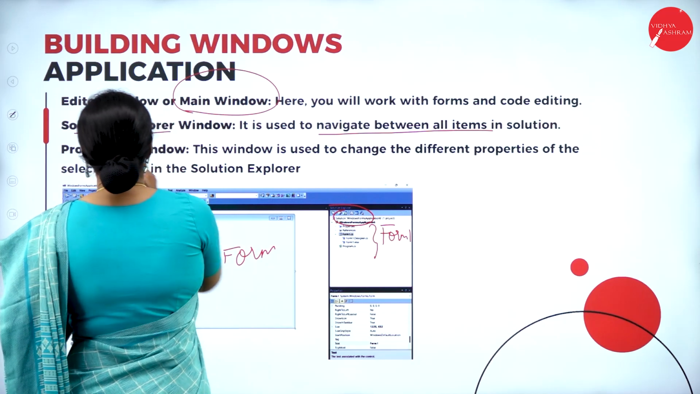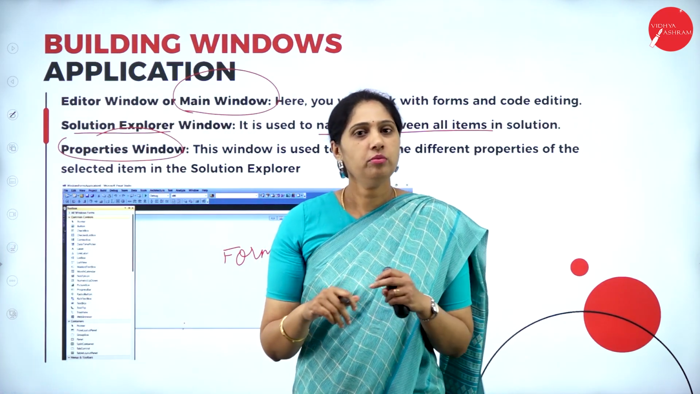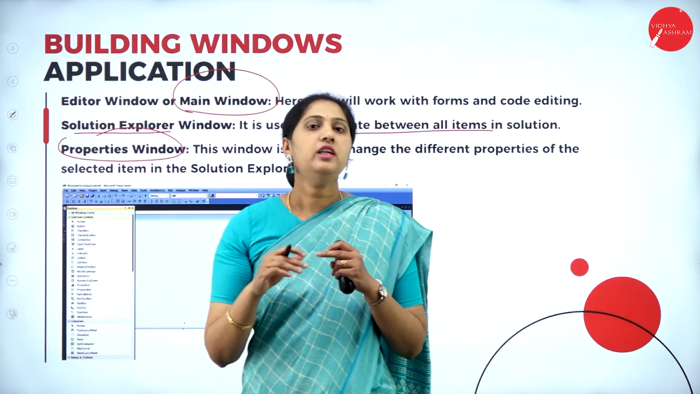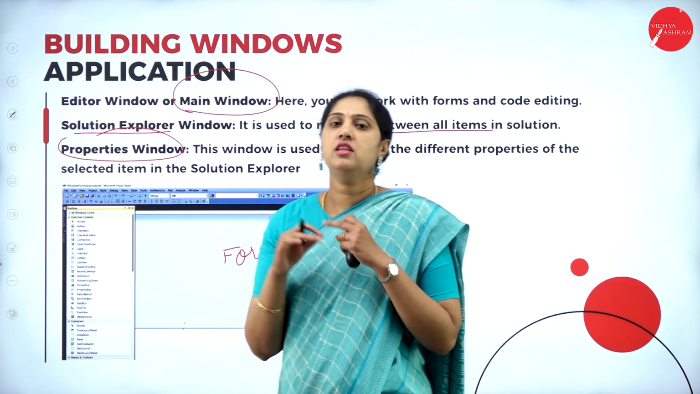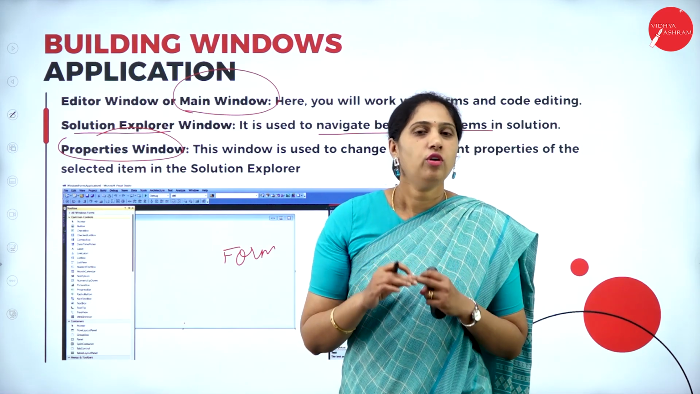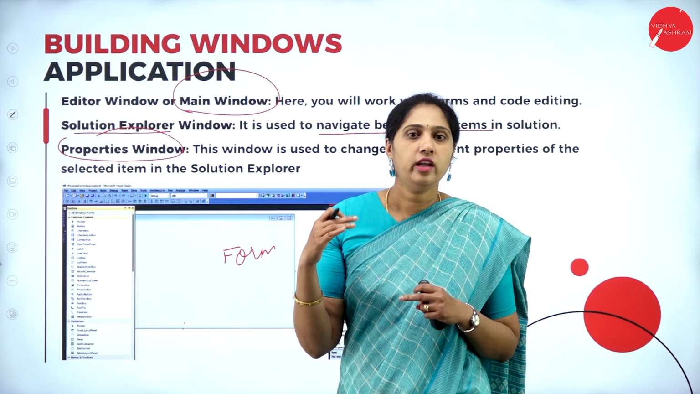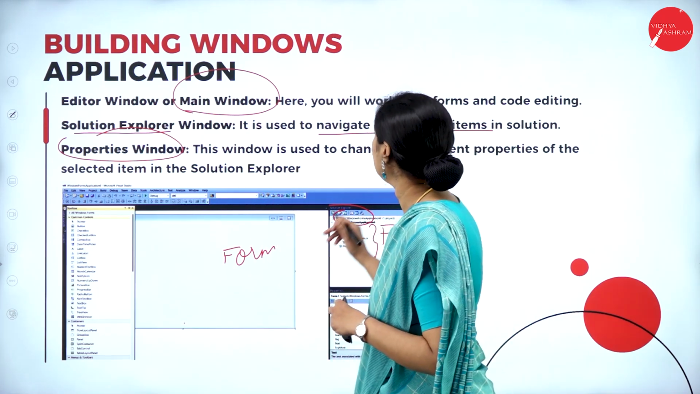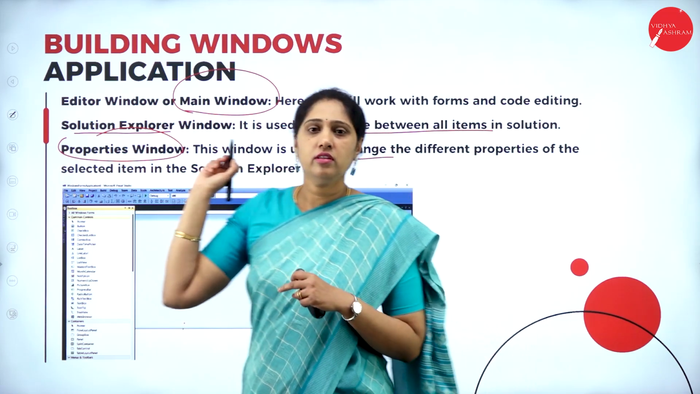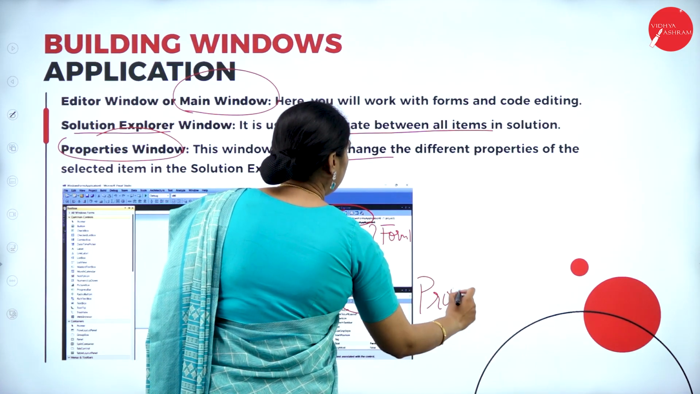Then it is the properties window. What do you mean by property? A property is nothing but the description you give. If I see a person, we say what is their height, what is their weight. So height and weight are nothing but properties. So where is this properties window available? Here. This we say as properties.